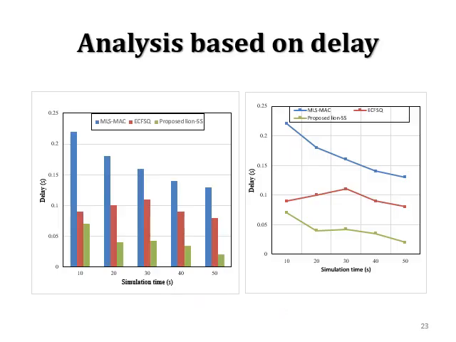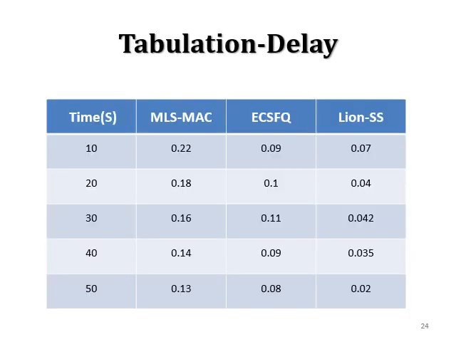And this is the analysis based on delay. When the proposed line SS is compared with MLS and ECSFQ, the time delay is very low compared to the other two systems. MLS is a multi-scheduling MAC protocol, and ECSFQ is efficient coarse stateless fair queuing.